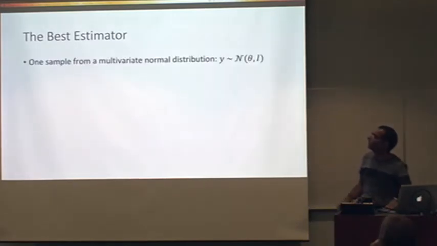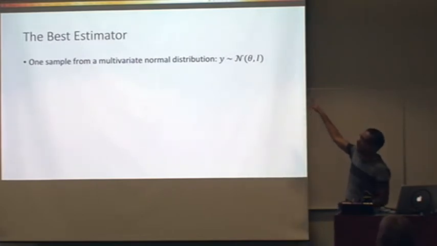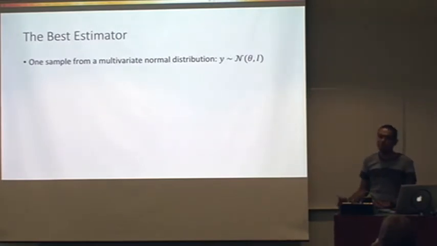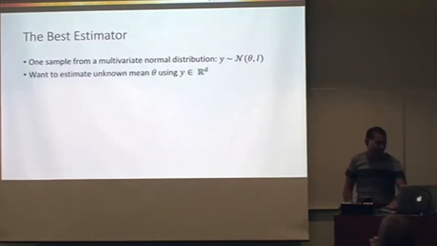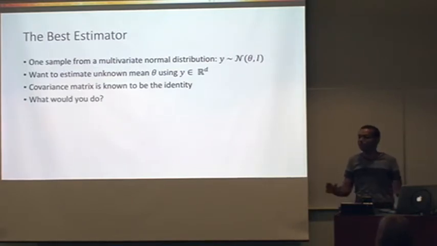So here's the problem, right? A really simple problem. You have a normal distribution with some mean, theta, and the covariance matrix is the identity. So it's a multivariate normal distribution. And you have one sample trial. That's all you have. And you want to estimate the unknown mean, right? Seems like a simple problem. And the covariance matrix is known to be the identity. What would you do? There's no right answer, there's no wrong answer, but what would you do?